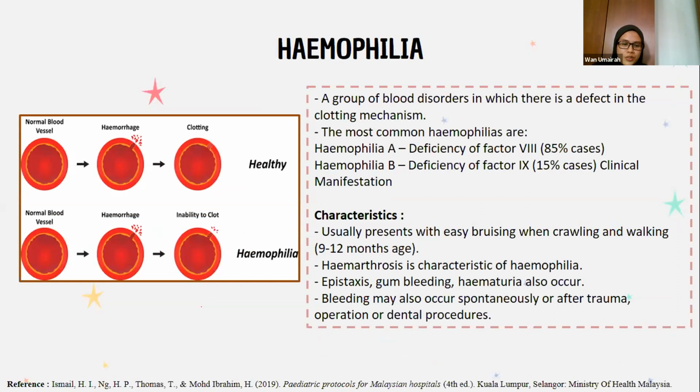It is a group of blood disorders in which there is a defect in the clotting mechanism, and the most common hemophilias are hemophilia A, which is the deficiency of factor 8, and hemophilia B, which is the deficiency of factor 9. For the characteristics, the child may present with easy bruising when crawling and walking, which is during 9 to 12 months of age. Hemarthrosis or bleeding in the knee joint, epistaxis, gum bleeding, and hematuria also occur, and the bleeding may occur spontaneously or after trauma, operation, or dental procedures.